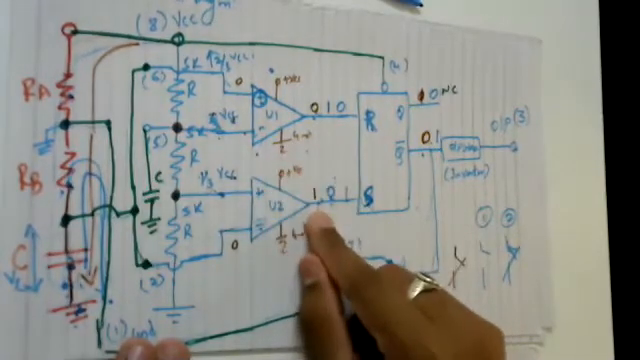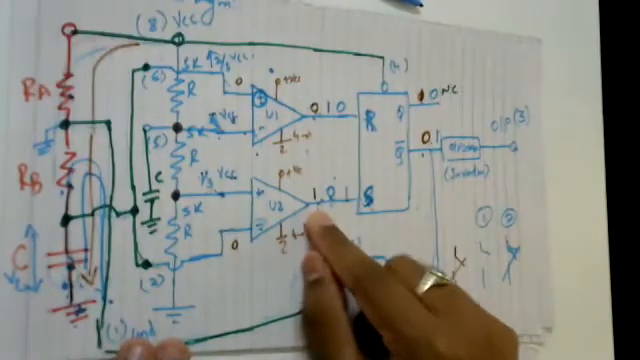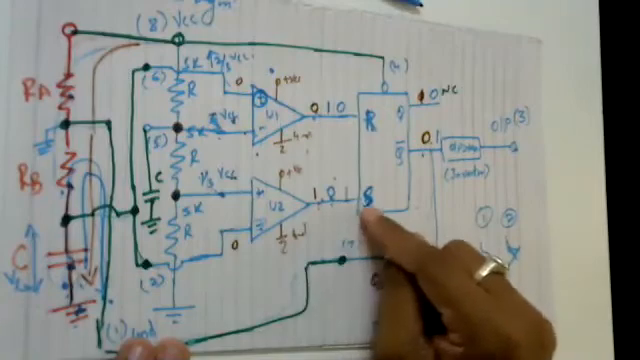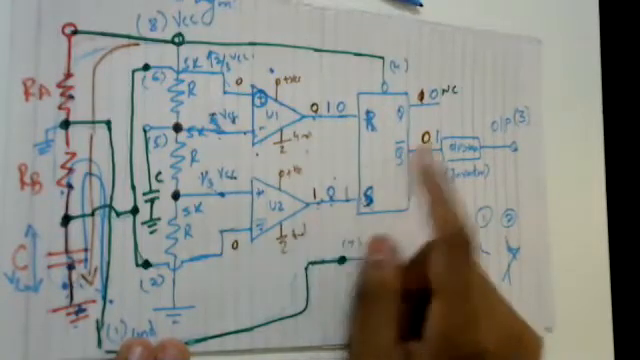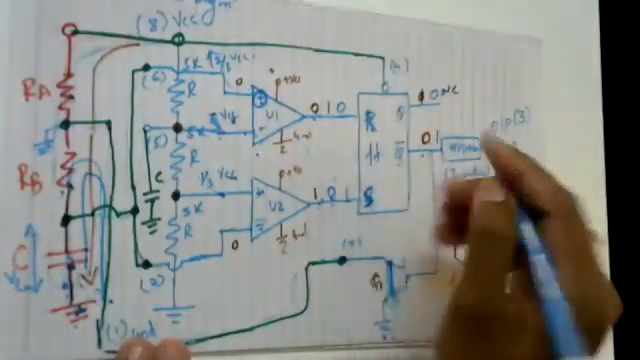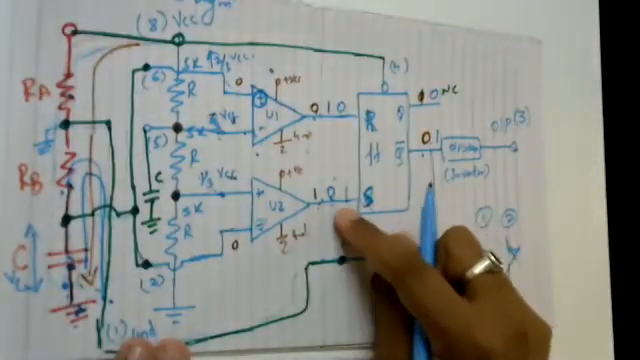So therefore the output of the op amp is 1. Now R is equal to 0, S is equal to 1. Since S is equal to 1, what does it mean? Your flip-flop is going to set. So this is your flip-flop, which is going to be in a set condition because S is equal to 1.